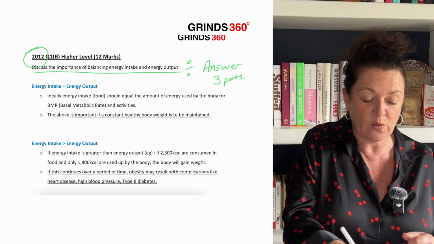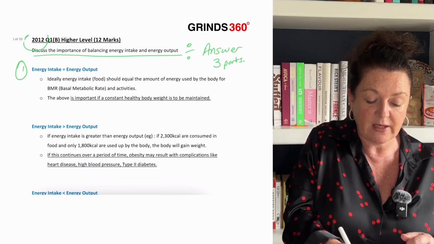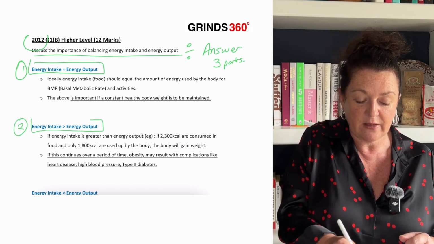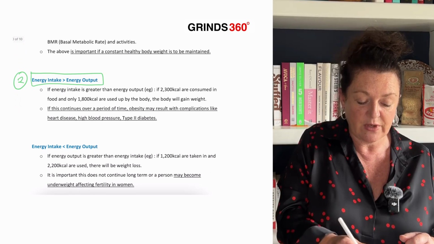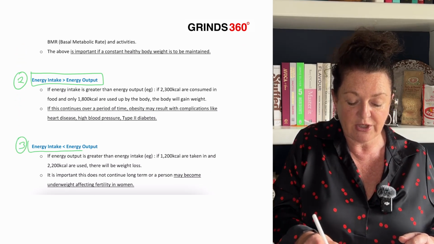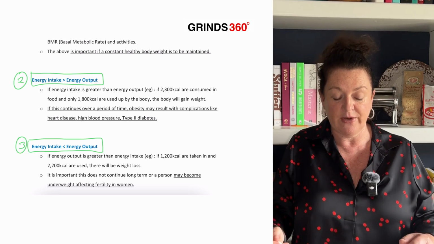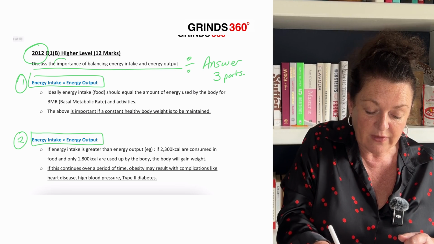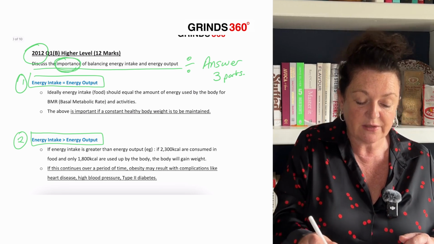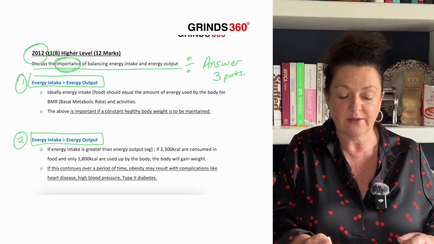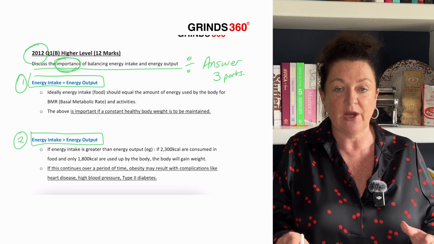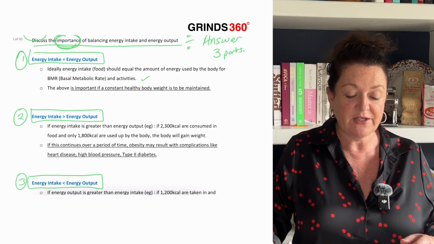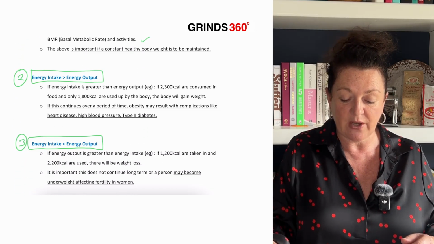And those 3 parts: 1, energy intake equals energy output. 2, our energy intake is greater than our energy output. And 3, our energy intake is less than our energy output. Now, it's important to note that this word here is highlighted. It's not just discuss balancing energy intake and energy output, i.e. making these general statements that ideally energy intake should equal energy output.